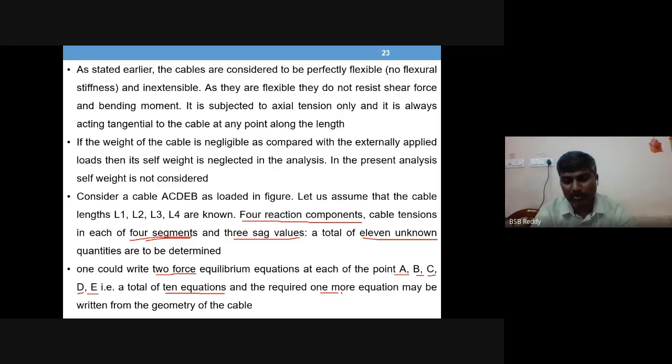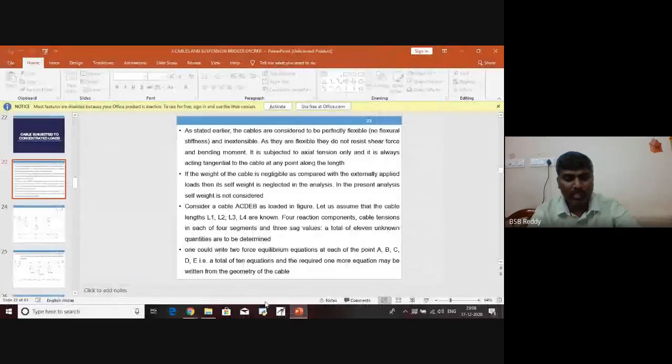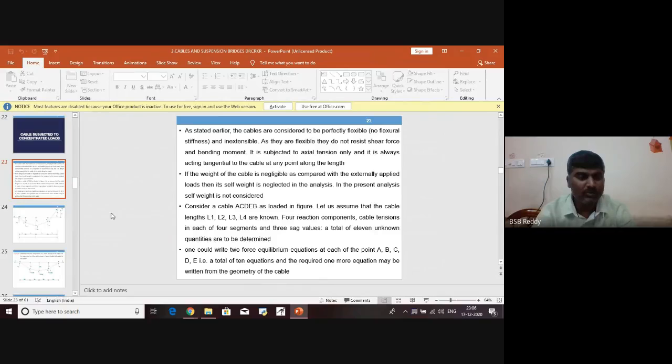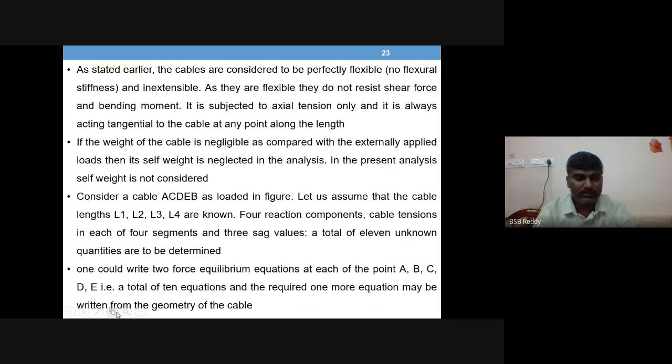And one more equation is always required. So that is from the geometry of the cable. Okay. So this geometry of the cable. Okay. Right. So that's how we plan for the analysis.